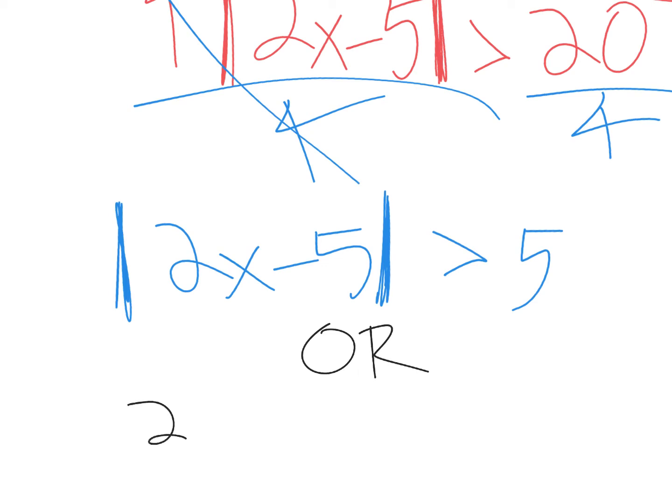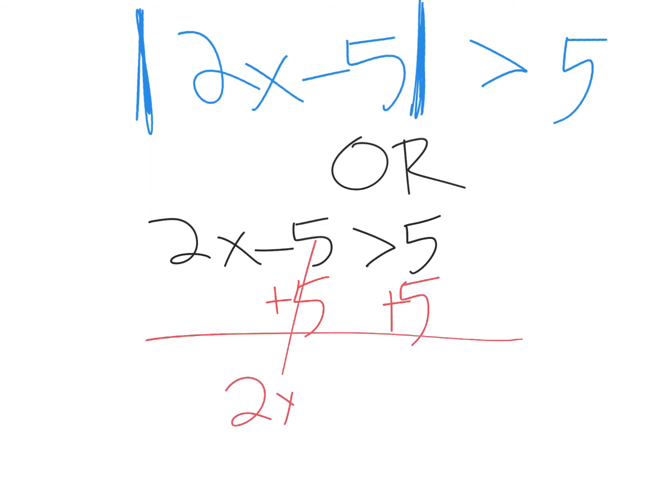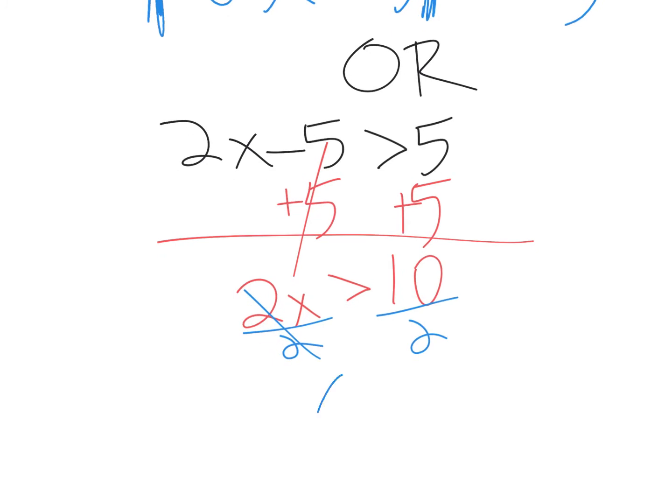So I'm going to solve this as 2x minus 5 is greater than 5. So I can simply add 5 to the other side. And so we have 2x is greater than 10, and divide by 2 and we'll get x is greater than 5. So that's my first answer.